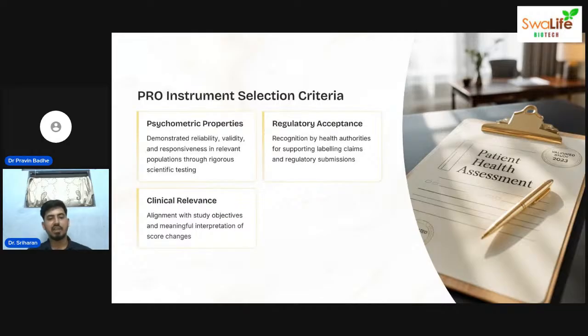Another one is clinical relevance. As I said before, if your study objective is asthma related, you choose the asthma quality of life questionnaire. If your study is based on cancer, you choose the FACT-G, the Functional Assessment of Cancer Therapy-General. You choose that; this is clinical relevance. The next thing is regulatory acceptance. The tool should be accepted and approved by the regulatory body. While using any tool in clinical research, we want approval from the regulatory. It is the first main thing. Only after that do we use the tool to validate the outcome.